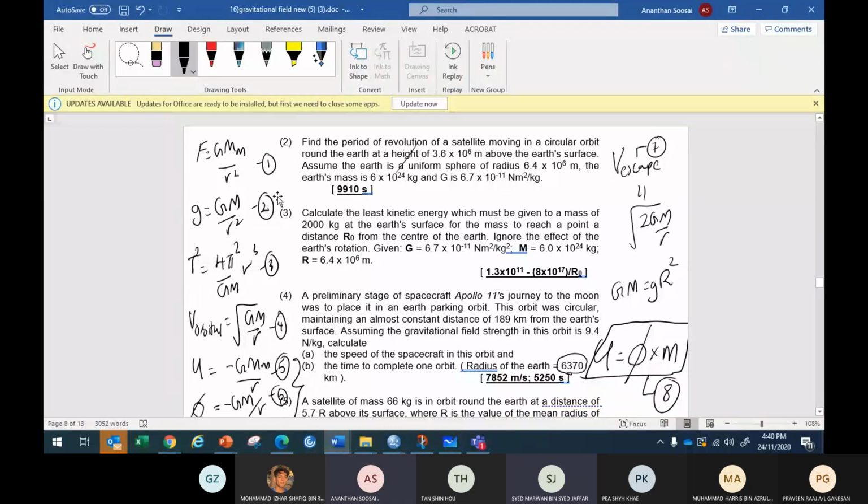T squared equals 4 pi squared divided by GM times r cubed. Okay, very good. So equation 3 is to be used to find the period, the time to complete one orbit. This looks a little straightforward. You're looking for the period, 4 pi squared, G mass. Again, GM you have to replace with g R squared, 9.4, times the orbital radius from the center to the point. Then this r can cancel, right? Check. Do you get 5250?